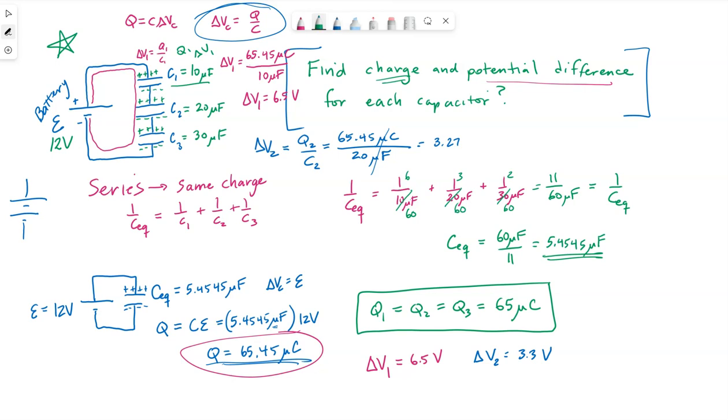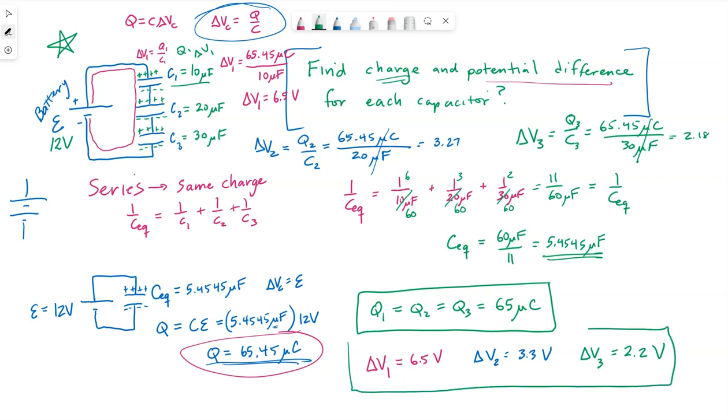Well, finally, delta V3 for our third capacitor. Same equation, Q over C, but specifically the charge on capacitor 3 divided by the capacitance of capacitor 3. So same charge, different capacitance. The micros cancel out again. I'm getting 2.181818. So to 2 sig figs, I would write this as 2.2 volts. So here are the potential differences across each capacitor.